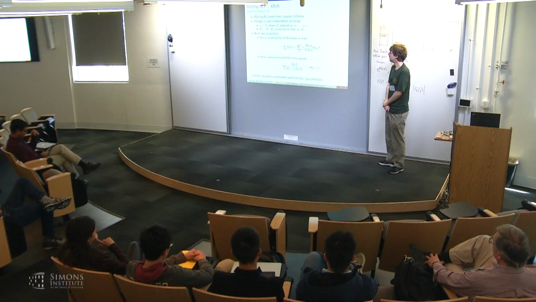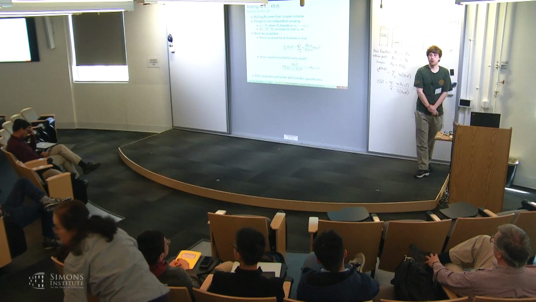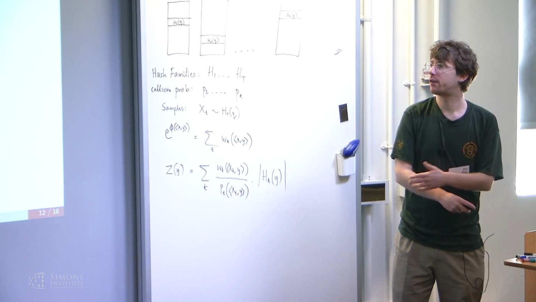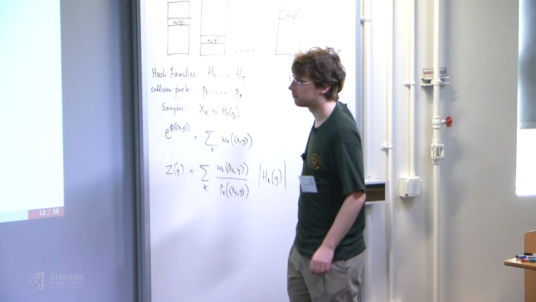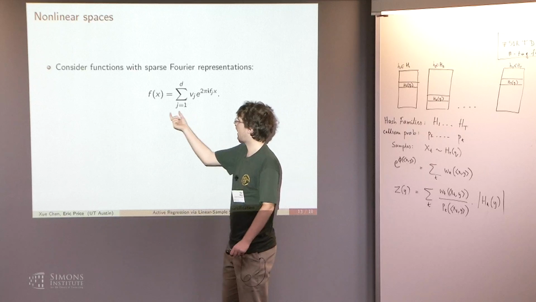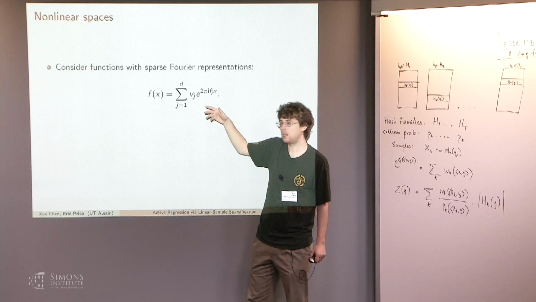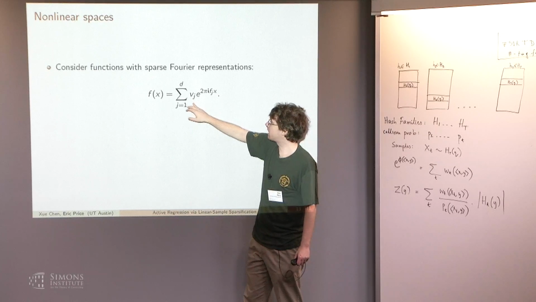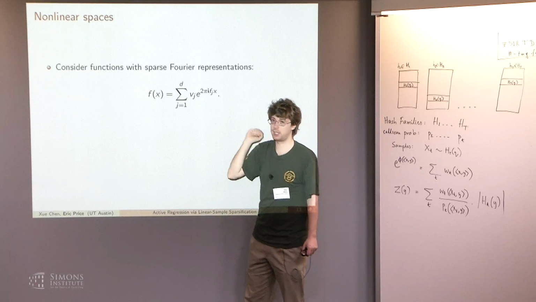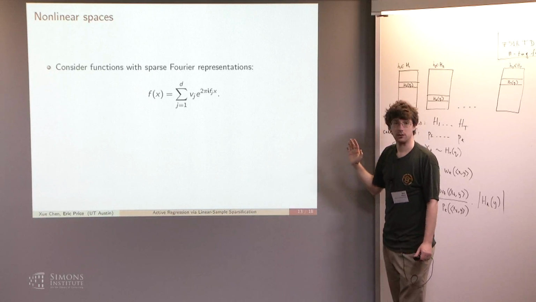Okay. So for the last bit of my talk, I'll discuss an extension to nonlinear spaces. What happens if your function is not linear, but for example, a sparse Fourier transform. So here our function class is that f of x is the sum over our d points of vj times e to the 2 pi i fj x, where fj is the frequency and vj is the value. And we're going to have no assumptions on our vjs.